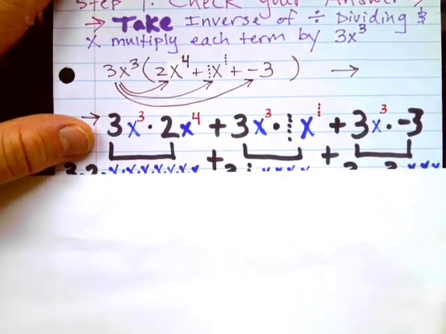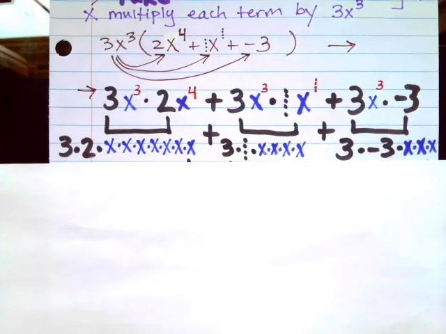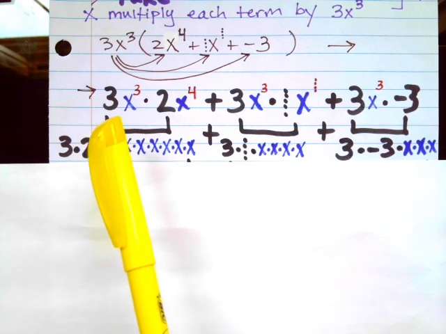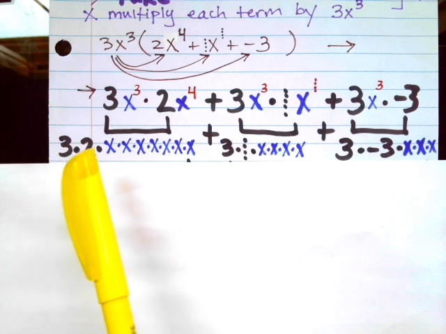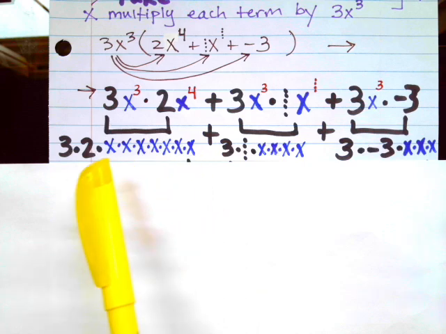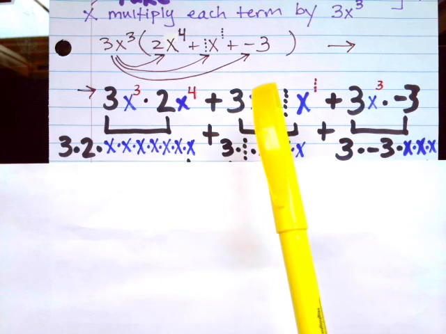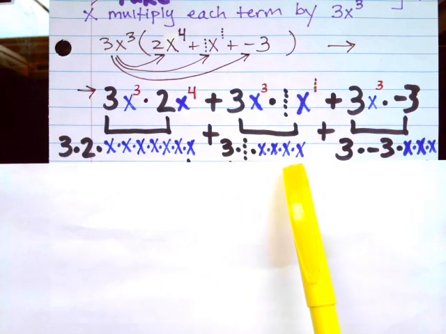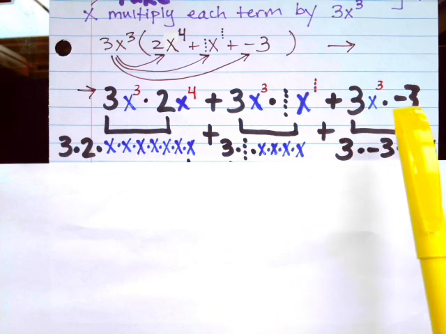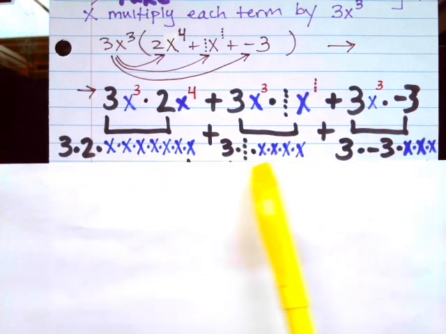Moving forward. So I'm just going to simplify, and I want to use two methods. One is expanded form, and the other is not. So here is the expanded form. 3 times 2, and then I have 3 x's times 4 x's. So I'm showing all of those right here. Plus, 3 times 1, times 3 x's times 1 more x. Plus, 3 times a negative 3 right here times 3 x's. So I'm just showing you an expanded form right here.